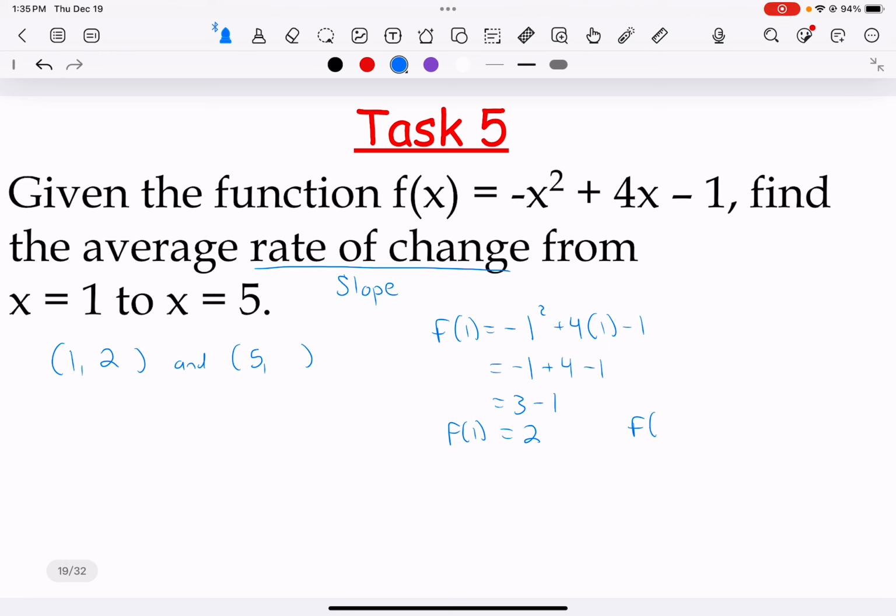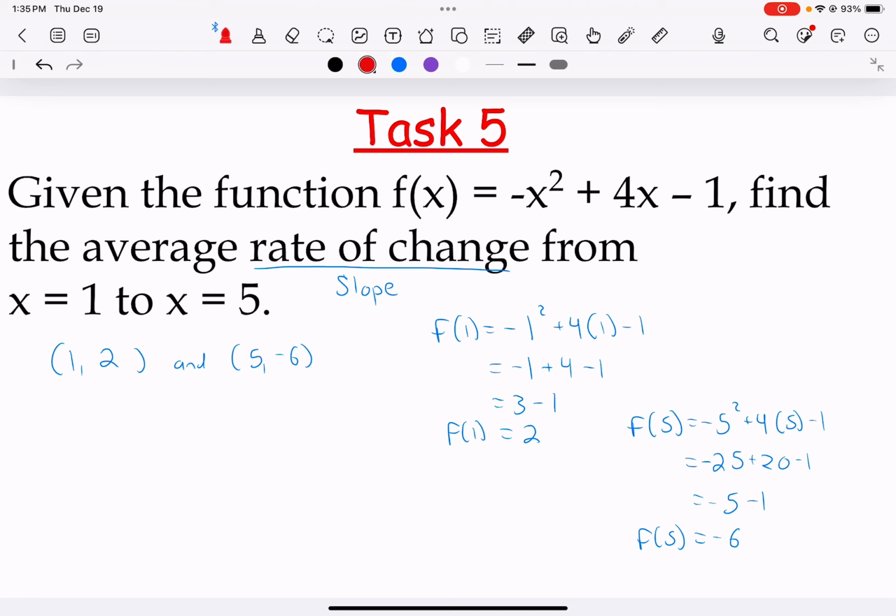Now to find the second point, I'm going to find f of 5. Negative 5 squared plus 4 times 5 minus 1. Negative 25 plus 20 minus 1. Negative 25 plus 20 is negative 5, and negative 5 minus 1 is negative 6. So f of 5 is negative 6.